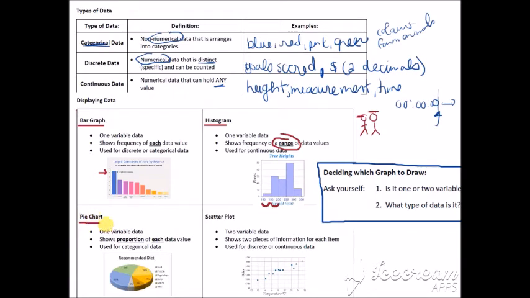Pie chart, this shows proportions. So it's like a percentage, and then you do a percentage of 360 degrees of a circle. This is used for categorical. Okay, it's a really good visual of the proportion. So this blue here is the biggest proportion, and then the green one. So then you would look at the legend. Okay, and then scatter plots are 2 variables. Okay, they have 1 variable at the bottom, 1 variable at the side. So there's 2 pieces of information, and it's used for discrete or continuous.